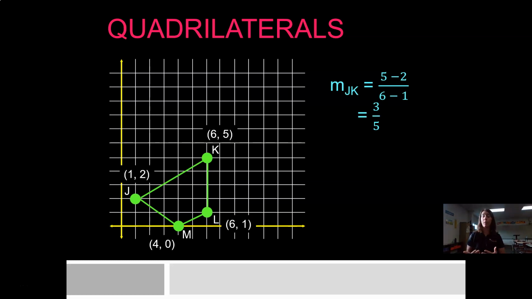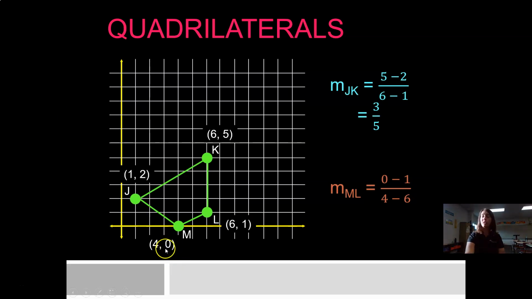So now I want to check going from M to L. Is that slope also 3 over 5? Because then I would have at least one set that would be parallel to the other side. So let's check going from M to L. Again, this time I went from right to left as I filled in my formula, or left to right. Again, it doesn't matter as long as I'm consistent within this fraction.